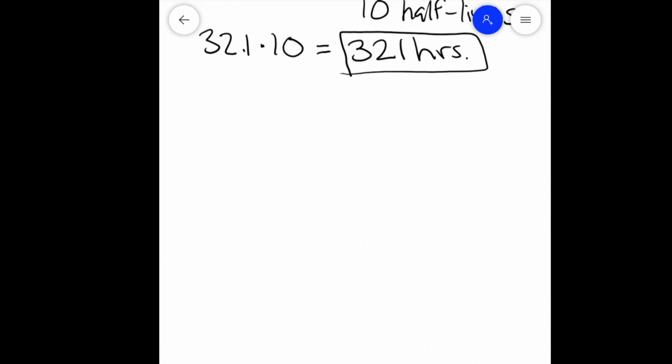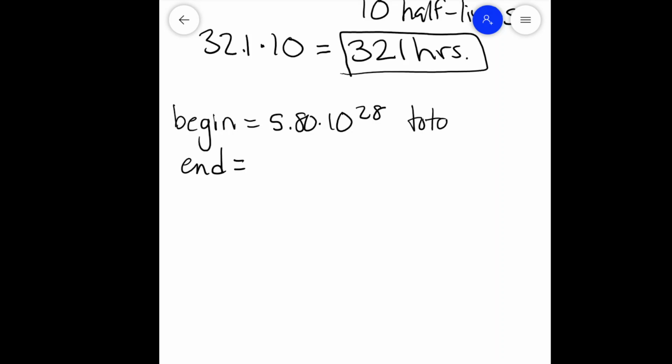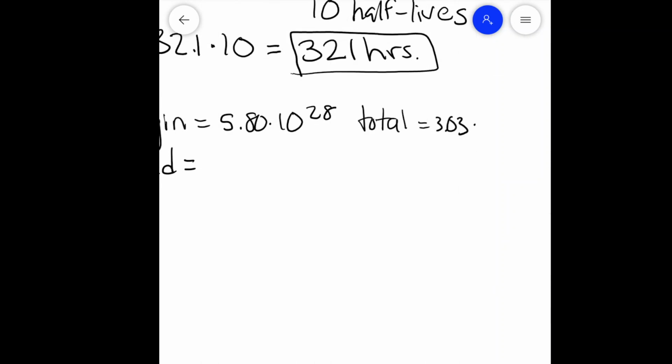Now, let's say we begin with 5.80 times 10 to the 28th. We end with, we don't know. But our total time is 3.03 times 10 to the 6 years. And our half-life time is 3.79 times 10 to the 5th years.